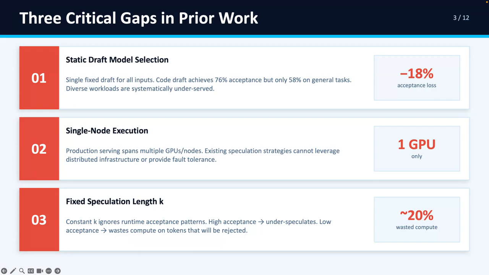The third gap is fixed speculation length K. Every system we are aware of uses a constant K, typically 3 to 7 tokens, regardless of what is actually happening at runtime. This is clearly suboptimal when the draft model is performing exceptionally well.